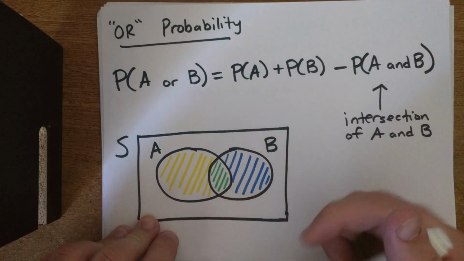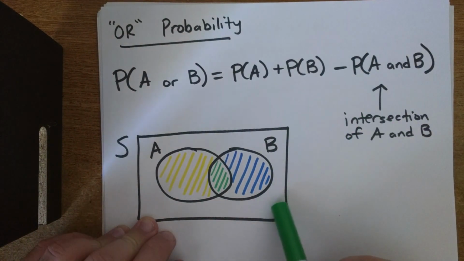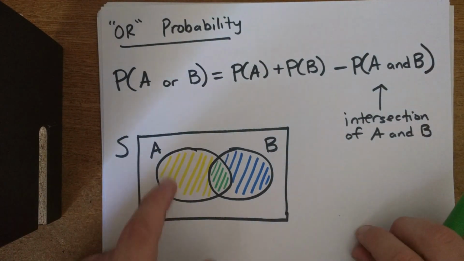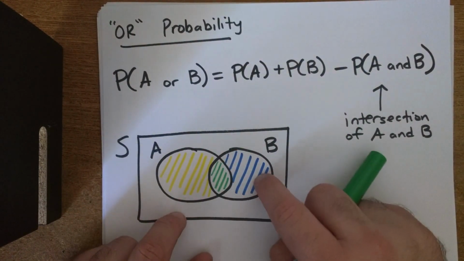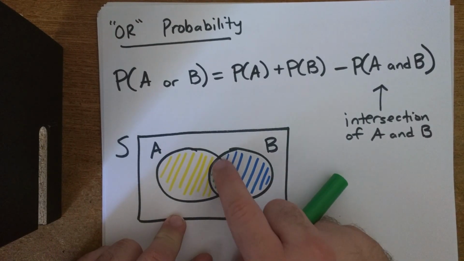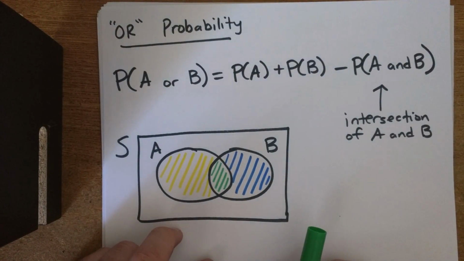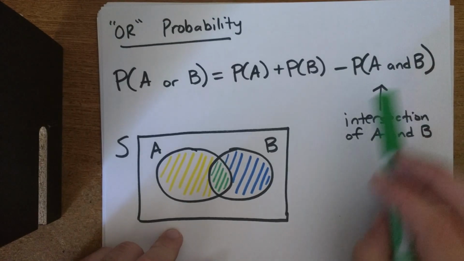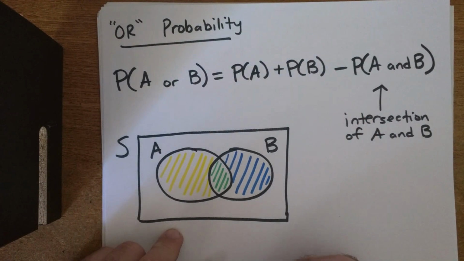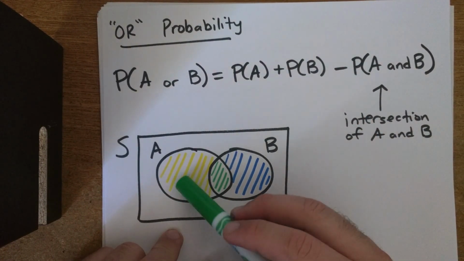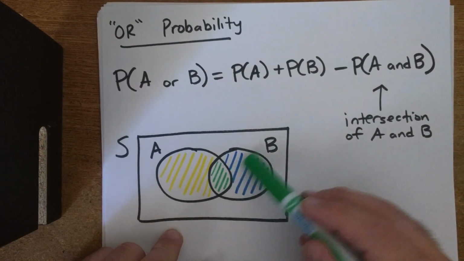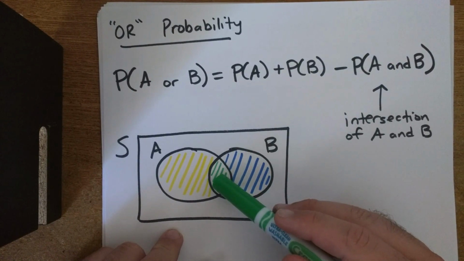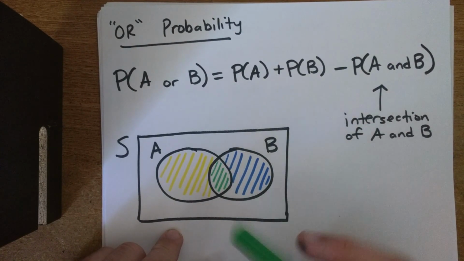So then why do you subtract the intersection out? Well, if I'm trying to find the probability of A or B, what happens is this green section gets counted twice. We don't want to count that twice. So what we do is we subtract out the intersection so that it only gets counted one time. Because the way probability works, you're trying to find this area and this area, but the area gets overlapped. That's why it gets counted twice.